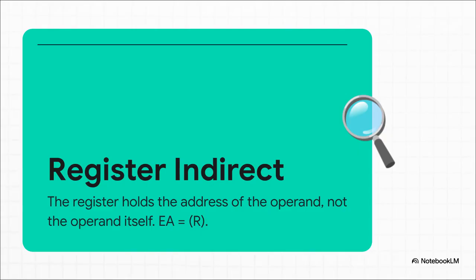Okay, so what if we start combining these ideas? This is where it gets clever. With register indirect addressing, the clue on our map says, hey, look in your high-speed notebook. That's the register. But when you look in the notebook, you don't find the treasure itself. You find the address of the treasure, which is still buried out in main memory.